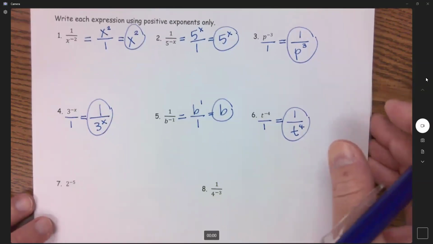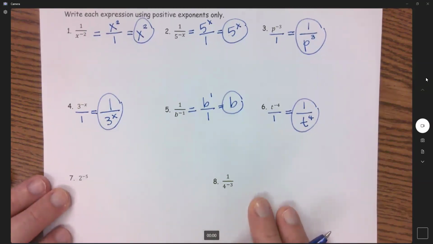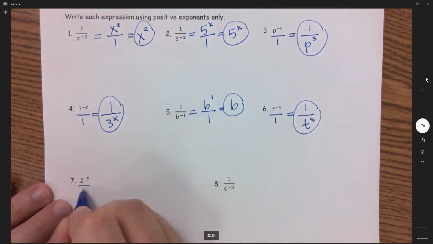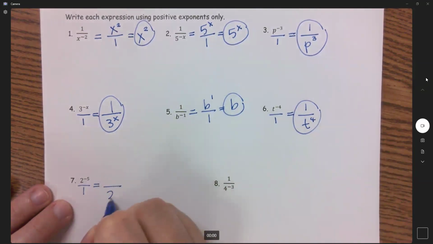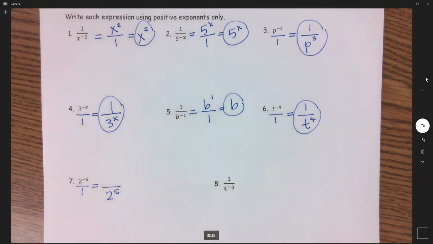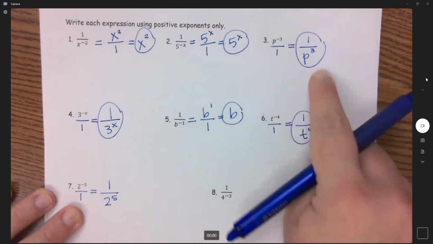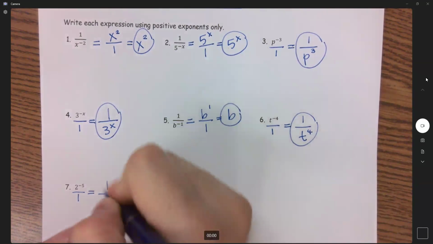Okay, so hopefully that's very, very easy and straightforward. This is the same thing, but now because we have all numbers, we can work this out a little bit. If I have 2 to the negative 5 power, I put that over 1. I could put that into the denominator, changing that 5 from negative to now positive, and put 1 on top. Now here, we just kind of stopped. That was all we had to do, but now I can evaluate what is 2 to the 5th.